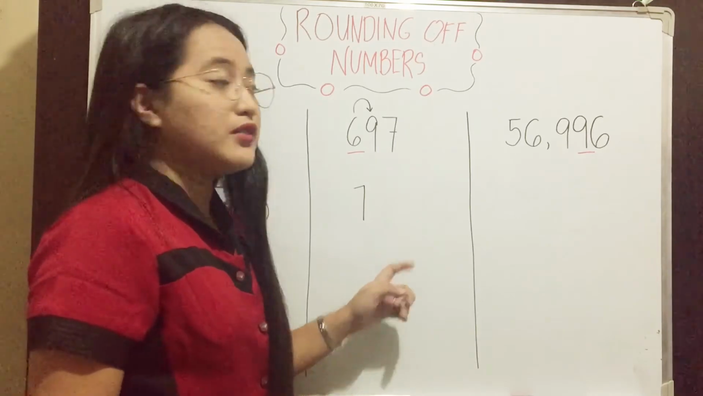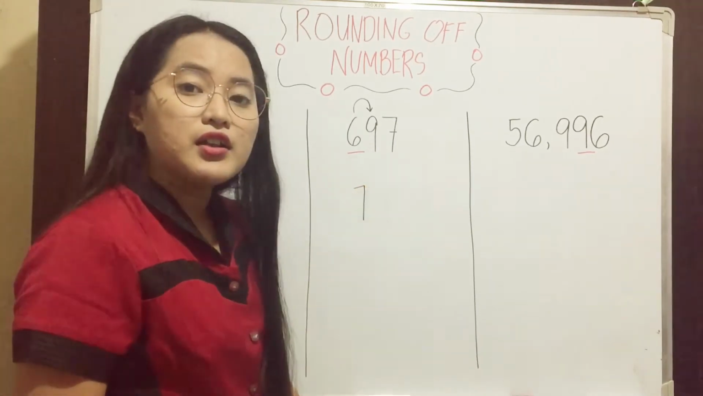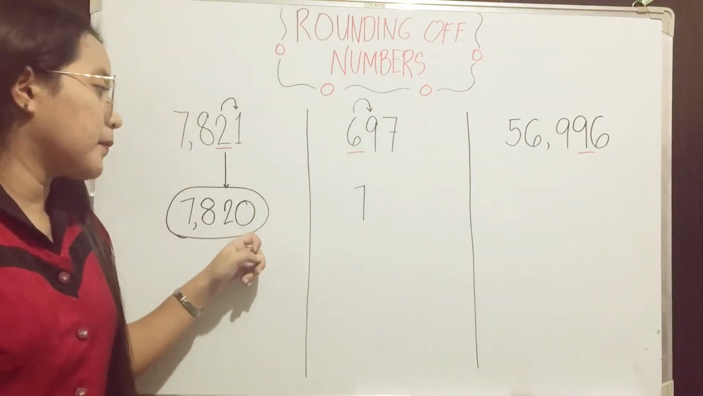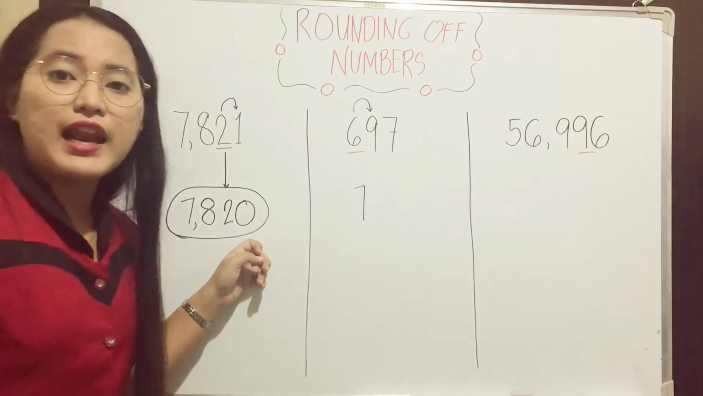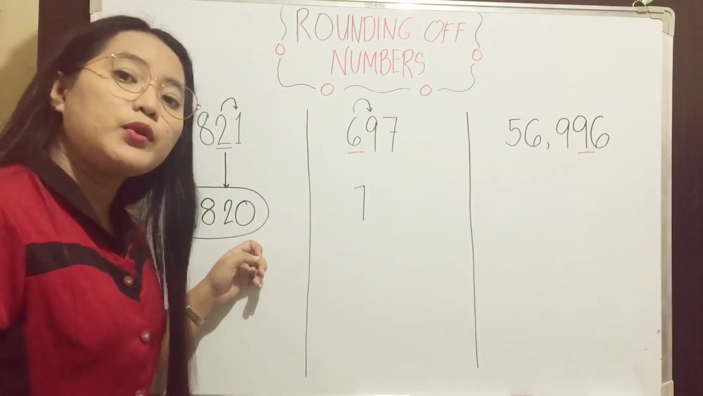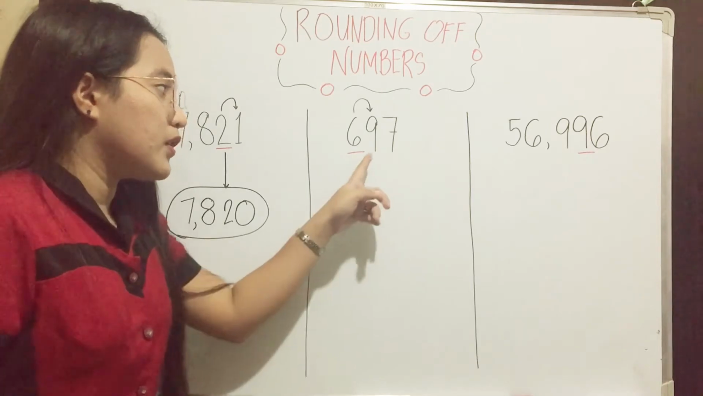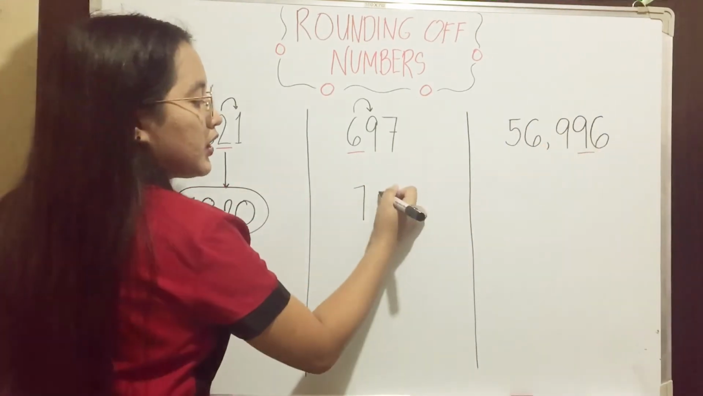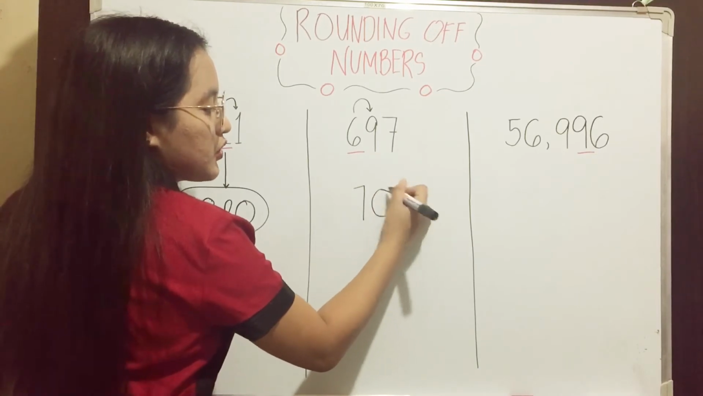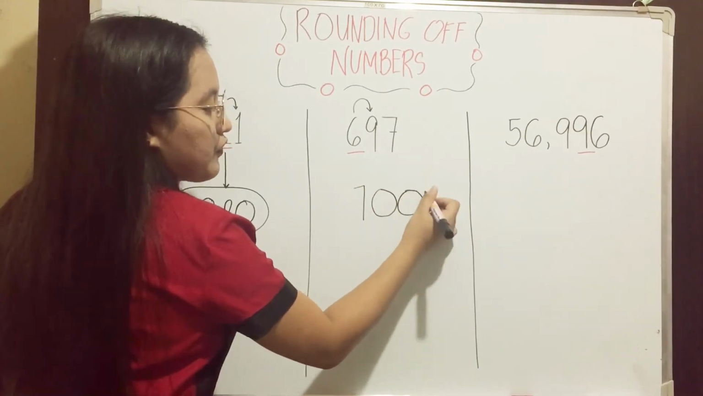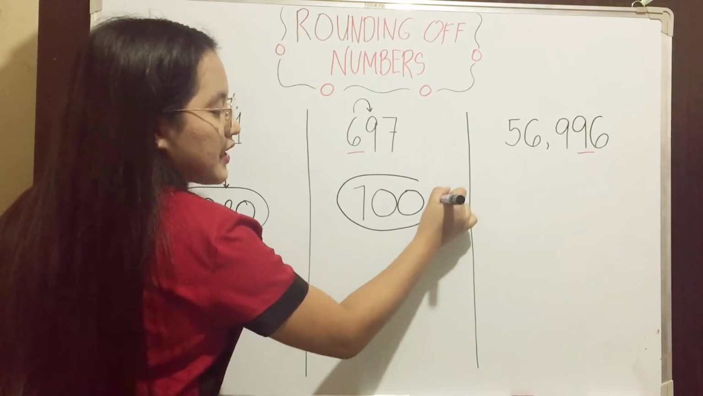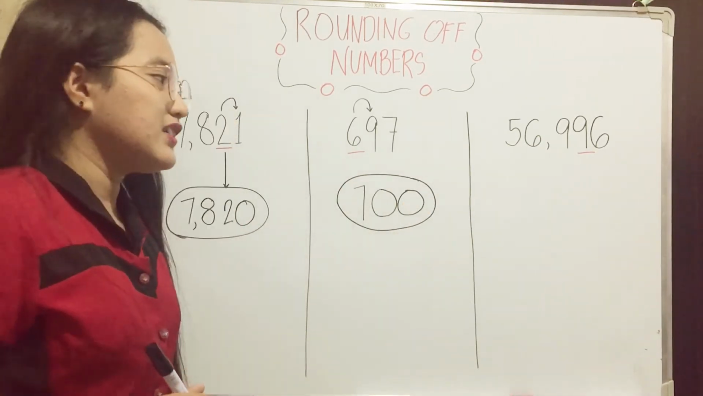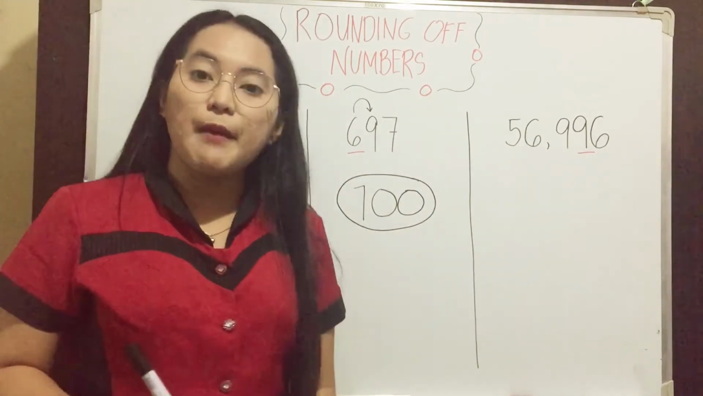Now, what will happen to 9 and 7? We will apply the last step, that all the numbers on the right side will become 0. So our final answer will be 700. Okay, now let's try the third example.